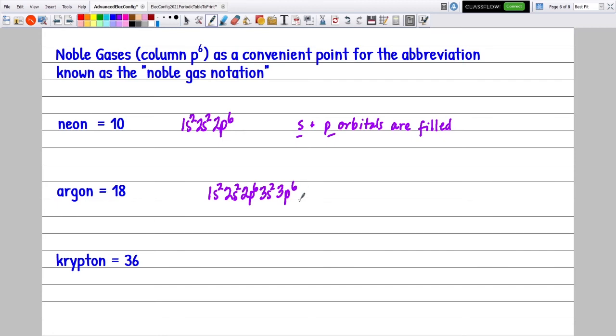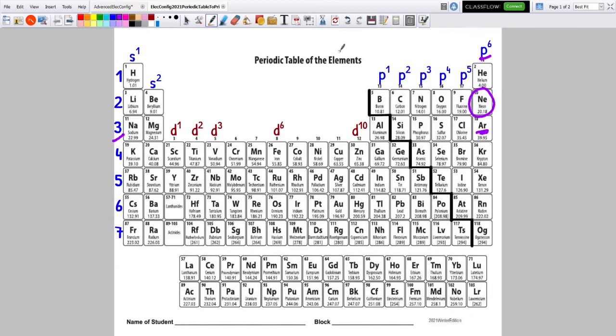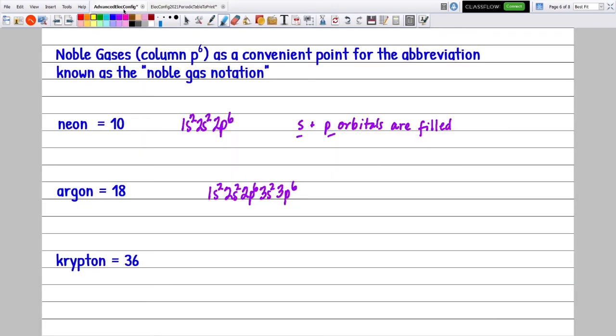Now on this page, let's take a look at krypton. Krypton is on the fourth row, right? Here it is, and in the p6 column. So let's see if we can figure out the electron configuration of krypton. Krypton will end in 4p6.